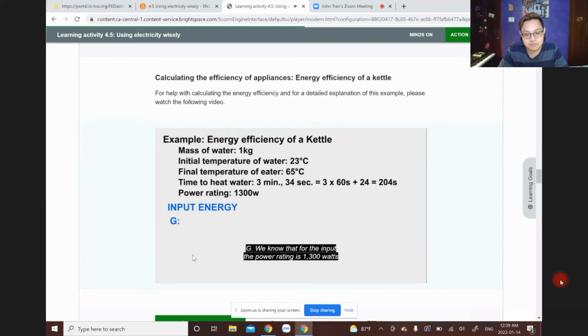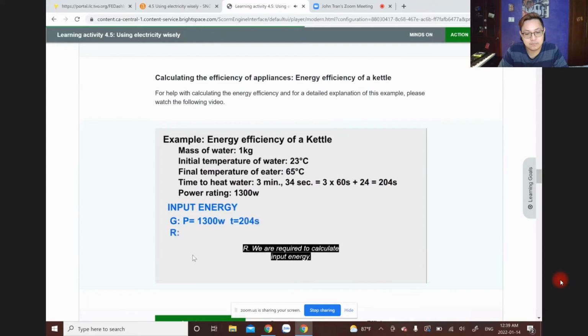G. We know that for the input, the power rating is 1300 watts. And if you look at the information that we are given at the top, we have the time to heat the water. We know that the time was 3 minutes and 24 seconds, and so we'll convert that to seconds. There are 60 seconds in every minute, so 3 times 60 plus that 24 seconds equals 204 seconds. Our total time is 204 seconds.